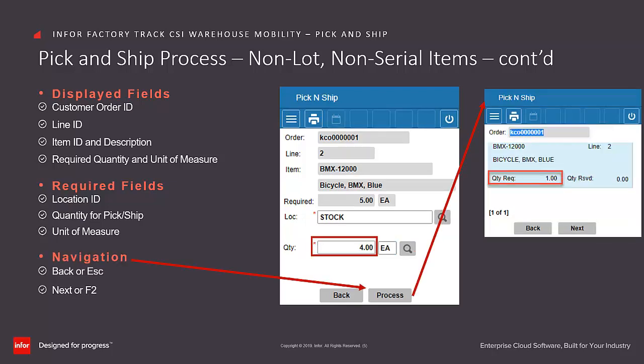If a partial pick quantity for the item was provided, Factory Track will display the line item identifying the remaining quantity required. Factory Track will prompt the user to continue the pick and ship process. Selecting a different menu item or clicking back will end the continued processing.